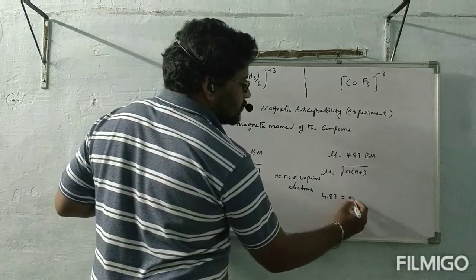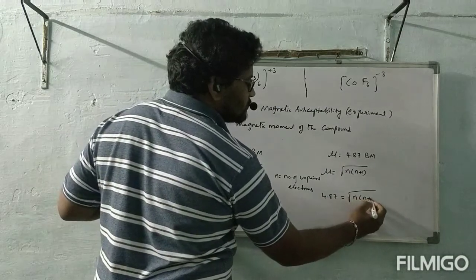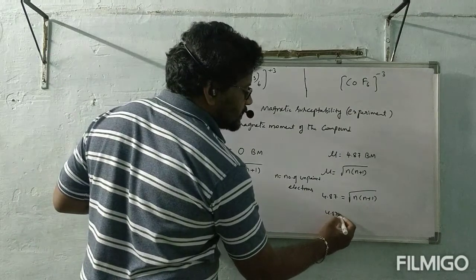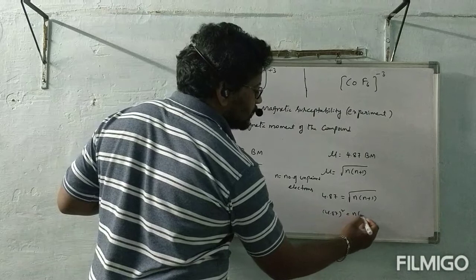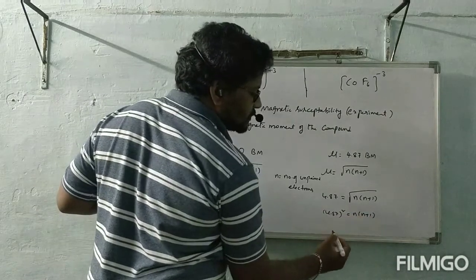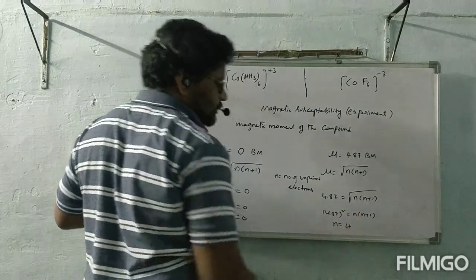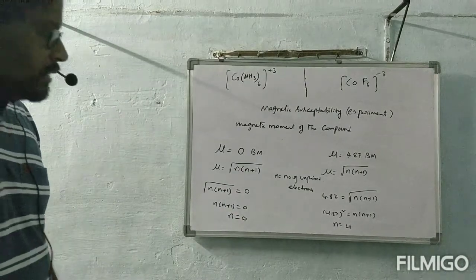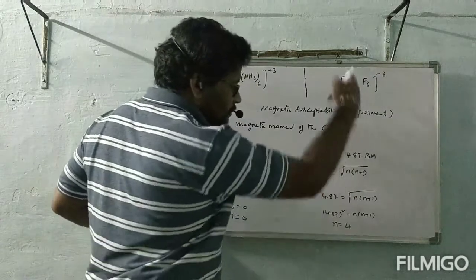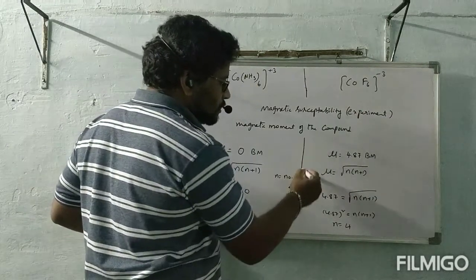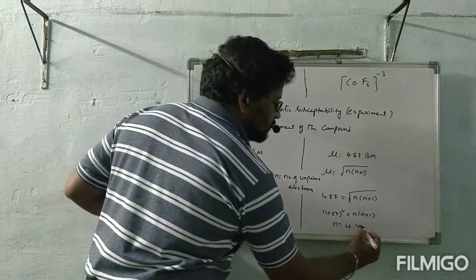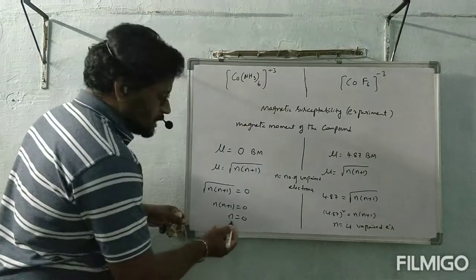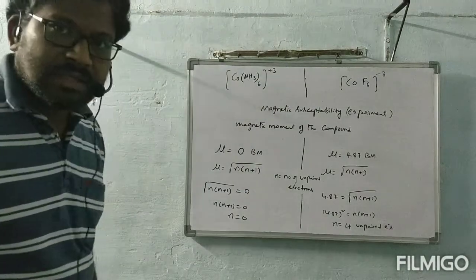Next, coming to here, 4.87 is equal to square root of n into n plus 1. Then 4.87 whole square is equal to n into n plus 1. If you solve this, you will get n is equal to 4, or approximately 4. This is mentioning that in this compound, how many unpaired electrons are present? 4 unpaired electrons. In the other compound, 0 unpaired electrons.